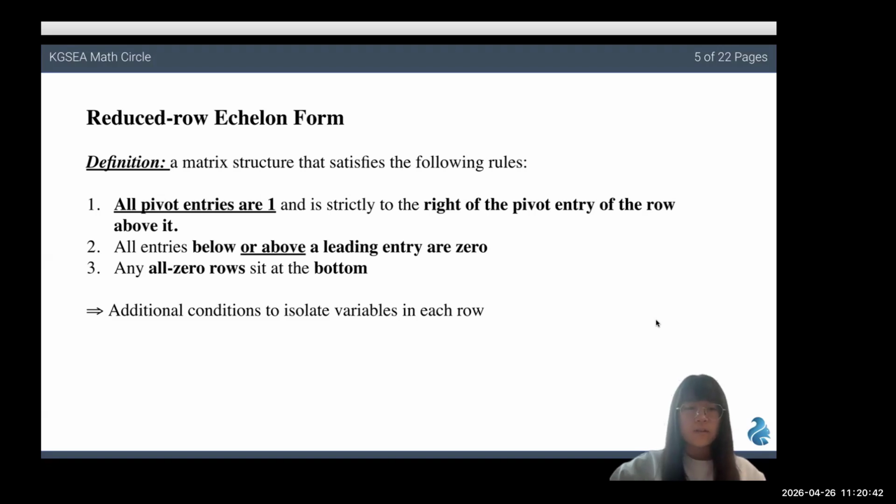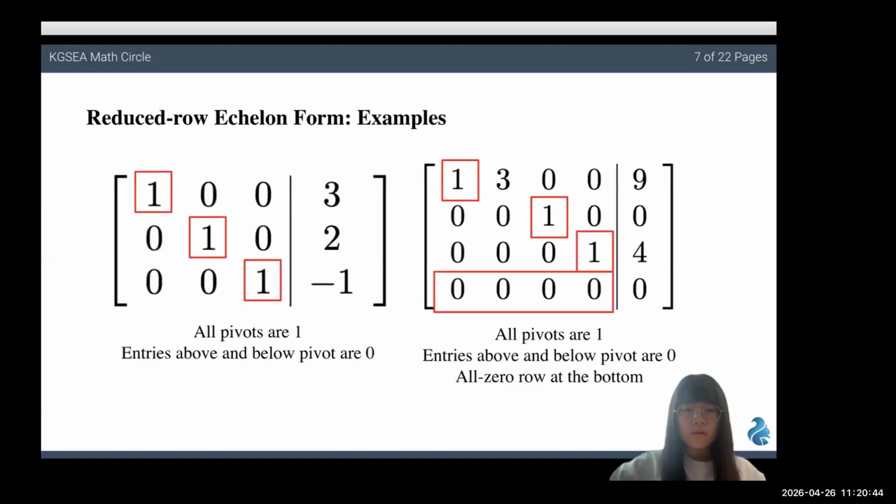Like we did before, let's look at some more examples. The first example is an RREF because all pivots take the value of 1, and all entries above and below each pivot are set to 0, so all conditions are satisfied. The second example also satisfies all pivot conditions, with the leading ones being in columns 1, 3, and 4, and all entries above and below them set to 0.